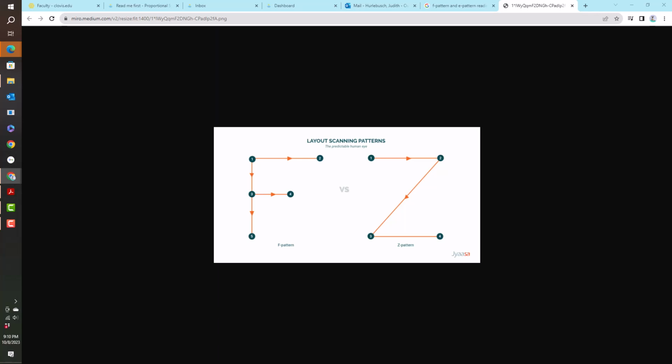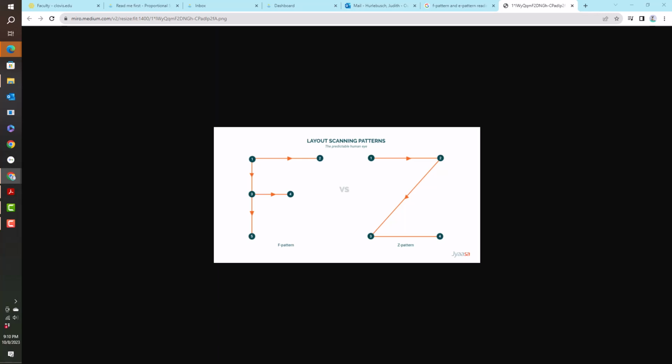Luckily for us designers, science not only helps with the how of reading, but also what. As it turns out, the majority of people follow certain patterns when it comes to how they direct their attention. For cultures that read from left to right, there are two major types of reading patterns. They are the F pattern and the Z pattern.